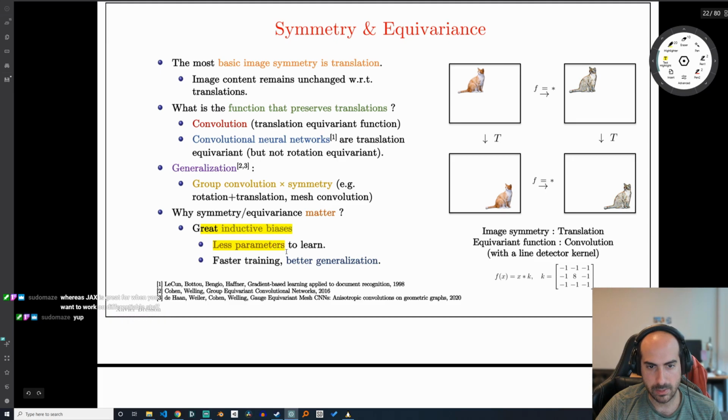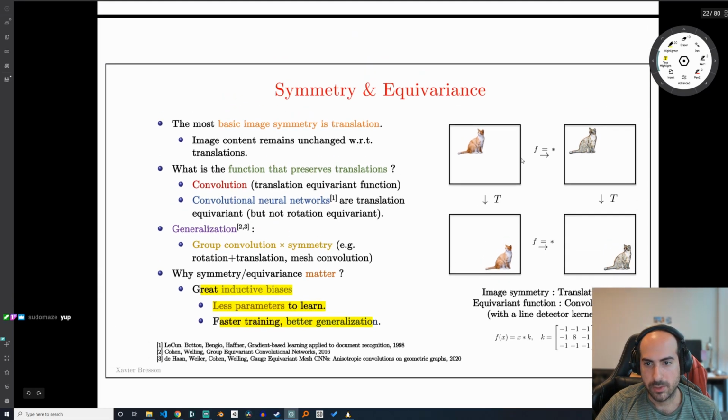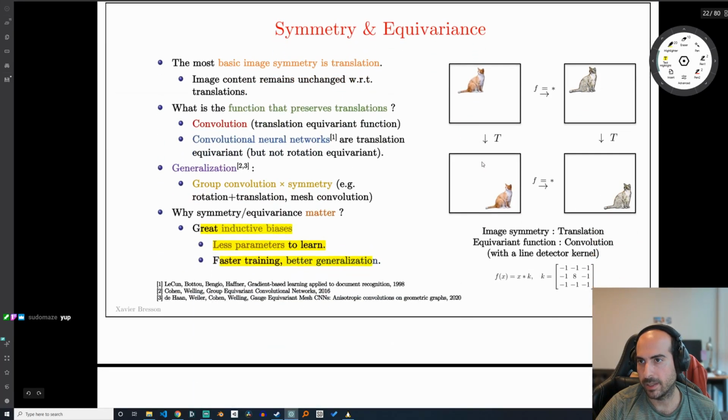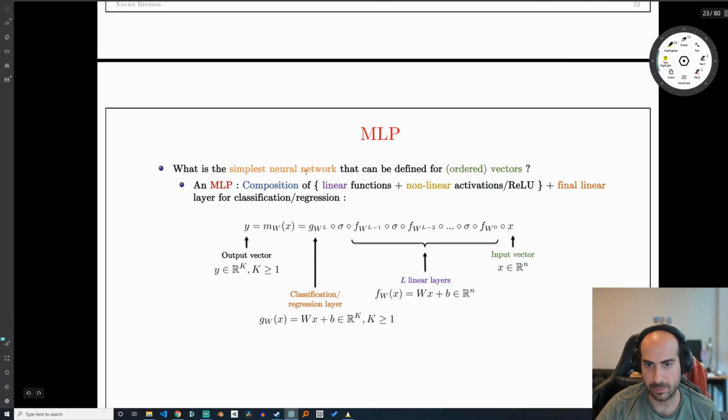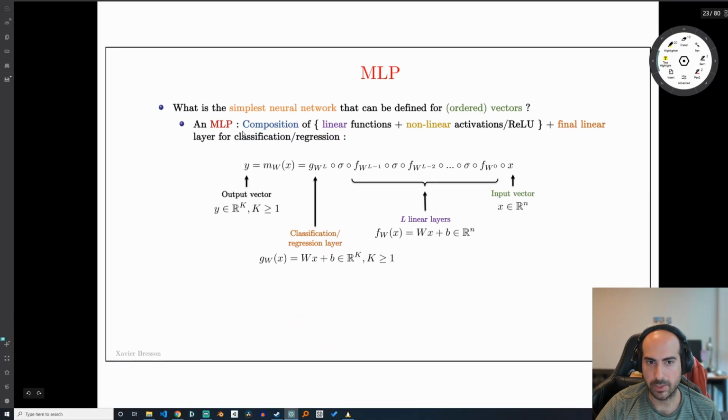Great inductive biases, fewer parameters to learn, faster training, yeah. So this was interesting. This is not the first time I've seen a slide like this, but I think it's really cool, the fact that the order in which you apply the operations doesn't matter. This is just a form of symmetry. And so an MLP is a composition of linear functions plus nonlinear activations.